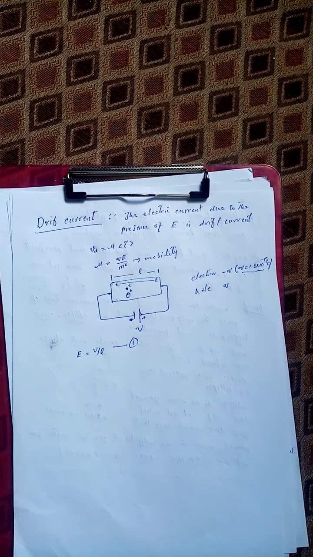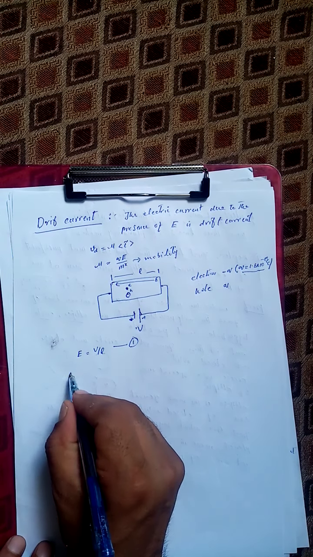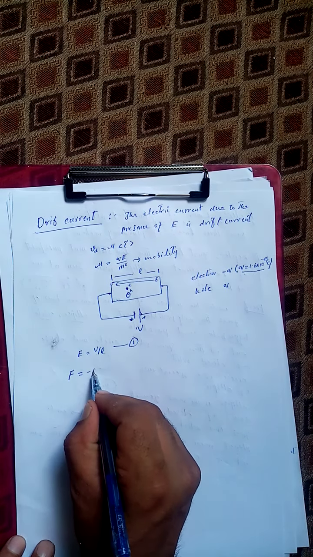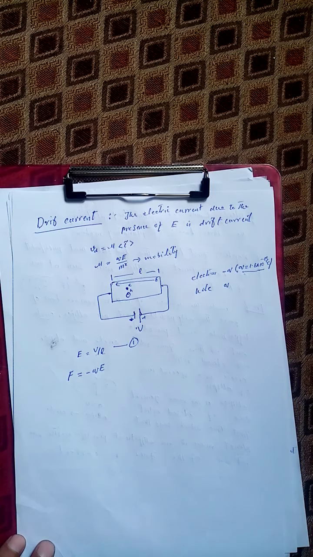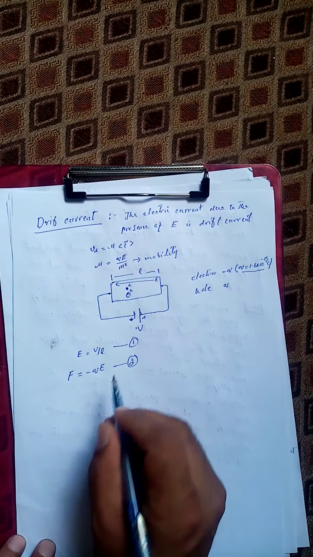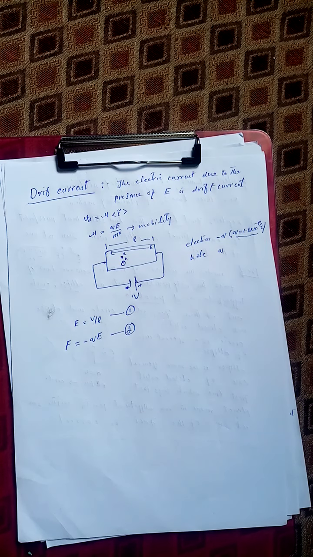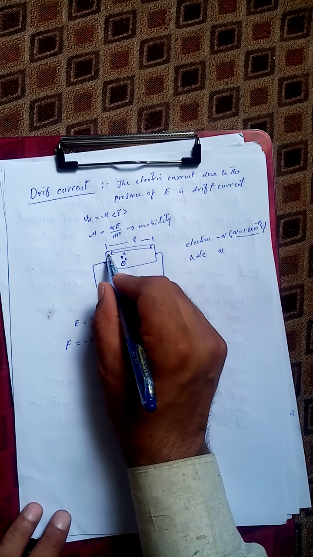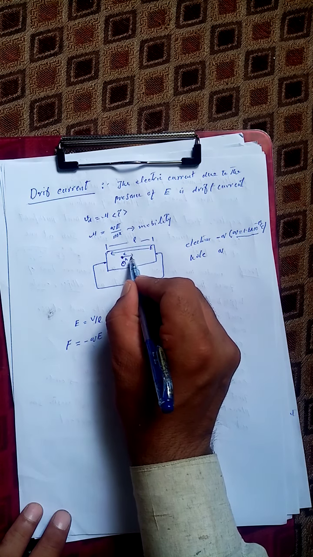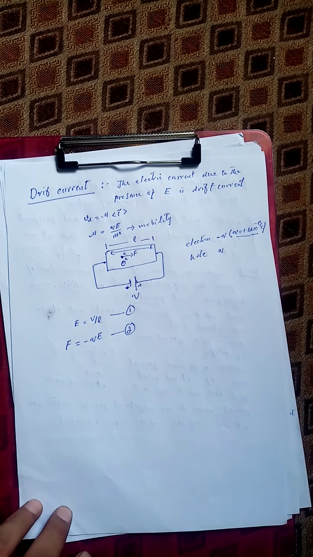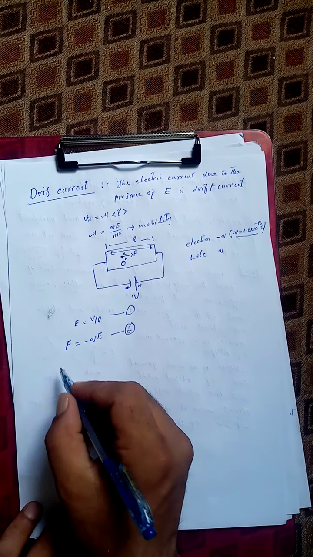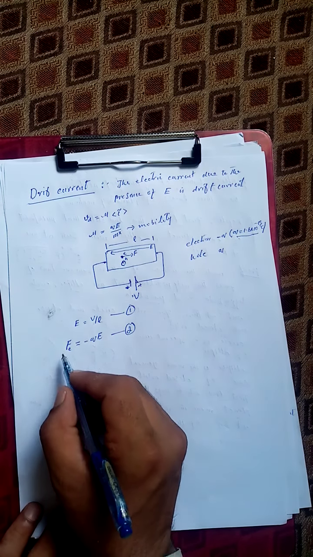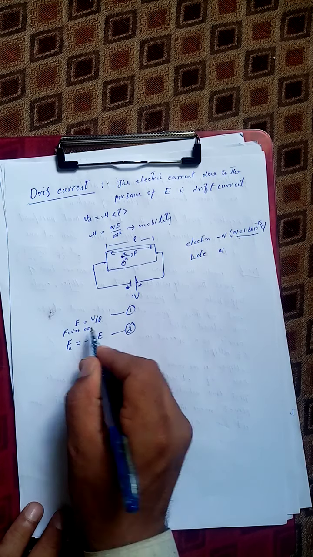Now since there is an electric field, it means that there is a force, and the force on electron is given by minus Q into E. This is, let's say, equation number 2. But this force will be in opposite direction to the electric field. If electric field is this one, then the force direction is this one. This is force on electron.